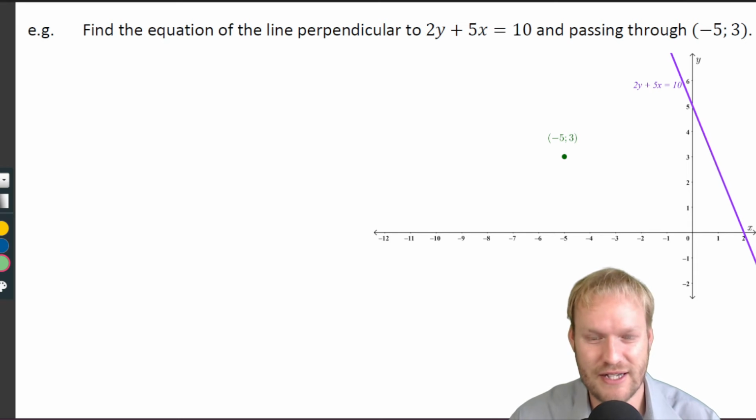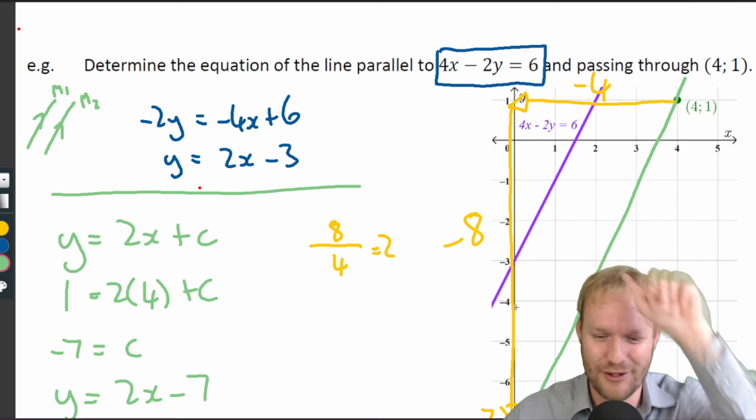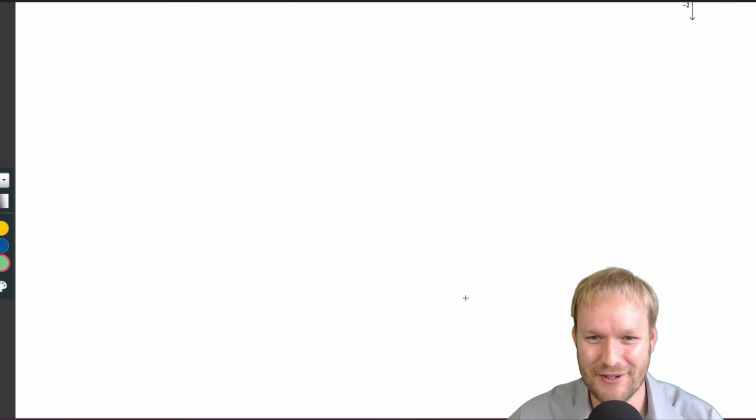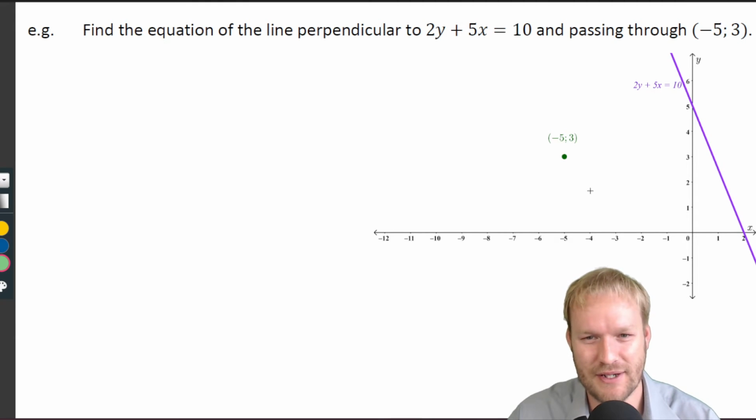You may not have the sketch, but just pause, jot it down, and it's nice to have that visual working. I mean, you saw that it helped us do this with gradient. Without the visual, it would be more difficult. Okay, so enough scrolling around. Here we are. Find the equation perpendicular.